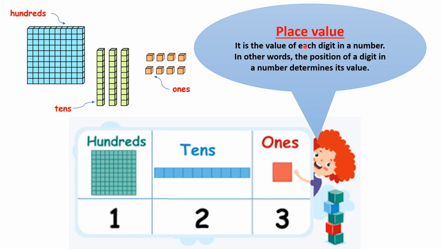Today we are going to review place value and how to write a 3-digit number. What do we mean by place value? It is the value of each digit in a number, according to the place or the position. We can say the position of a digit in a number determines its value. As I said before, according to the place of each digit, we decide the value.